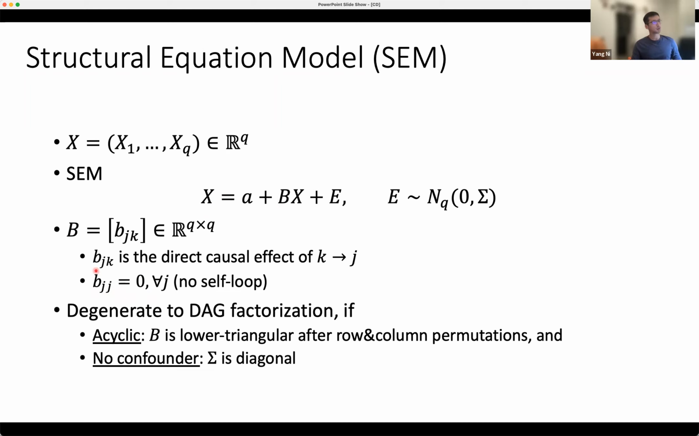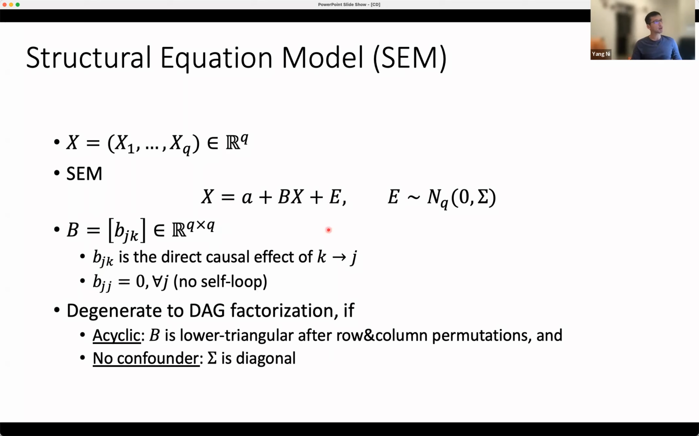The interpretation of any element in this B matrix, say B_jk, is the direct causal effect of k on j. By setting B_jj equal to 0, we're excluding self-loops. We do not allow a node that regulates itself, because otherwise it's going to be non-identifiable. But since we're not making any other assumption on this B matrix, we allow cycles. For example, if B_jk and B_kj are not equal to 0 simultaneously, then there's a cycle between j and k. We allow that in this model.